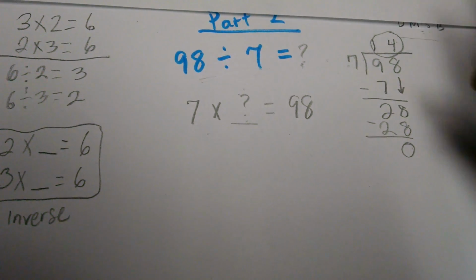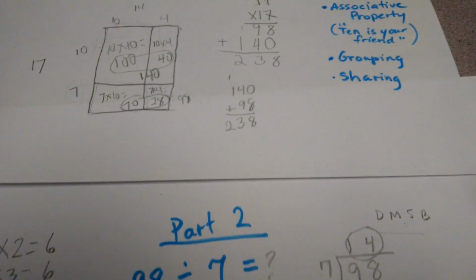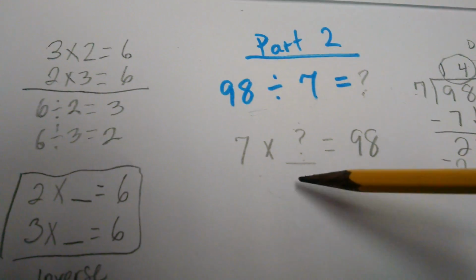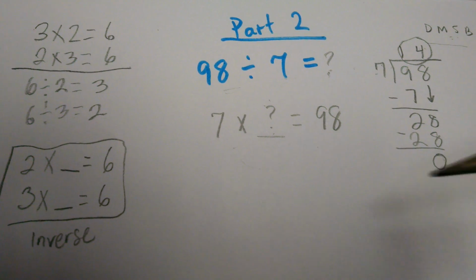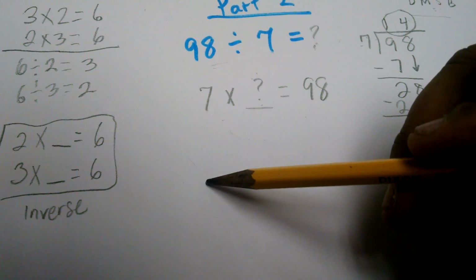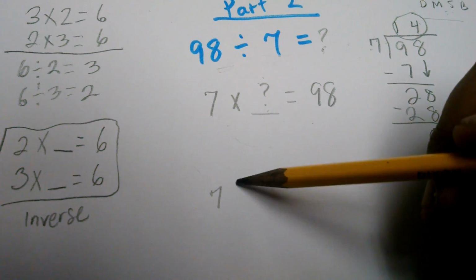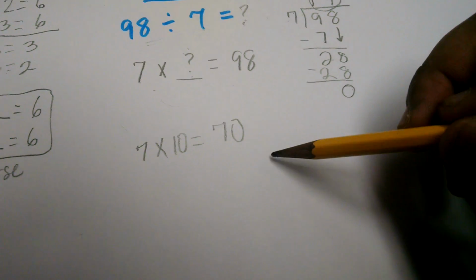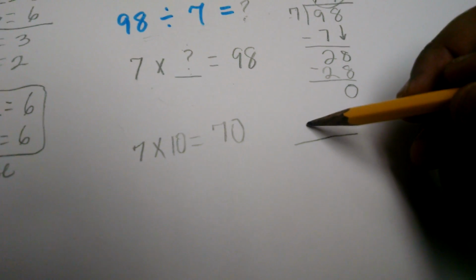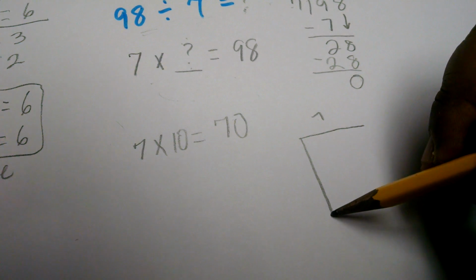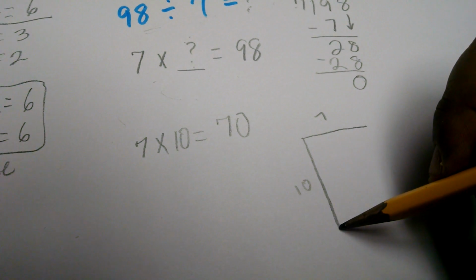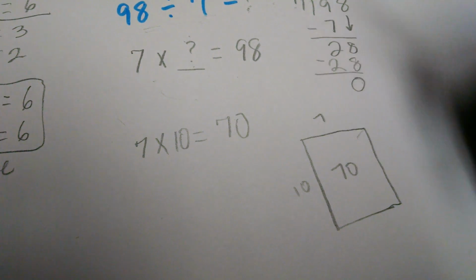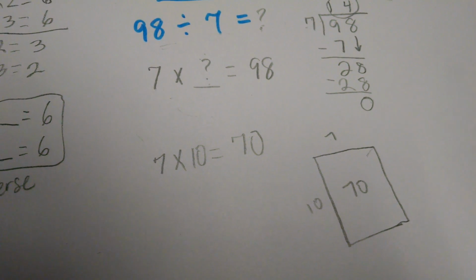Well, I can do this in a couple of parts. So back to the associative property, 10 is our friend. We're going to use our 10 times facts to help us solve this problem. So if I know 7 times 10, well, that's 70. Okay, so if I draw an array of 7 groups of 10, and that's 70. And I would ask myself, well, what else is left to divide?